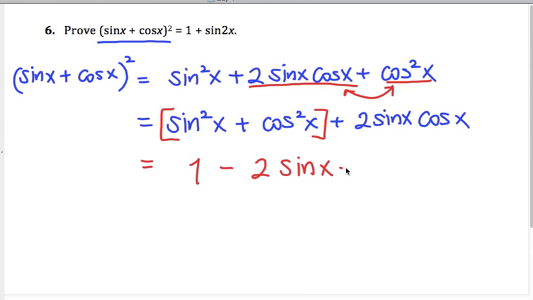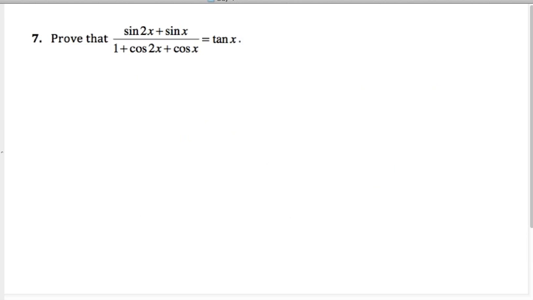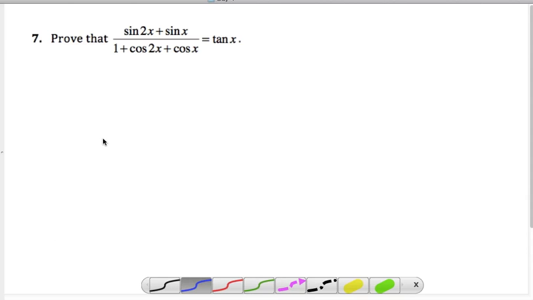I'm just copying the rest, 2 sine x cosine x. Now, what is the second half? Well, that's equal to sine of 2x. Now, that's equal to what we're trying to show. And we have one last question to do, and we're done.